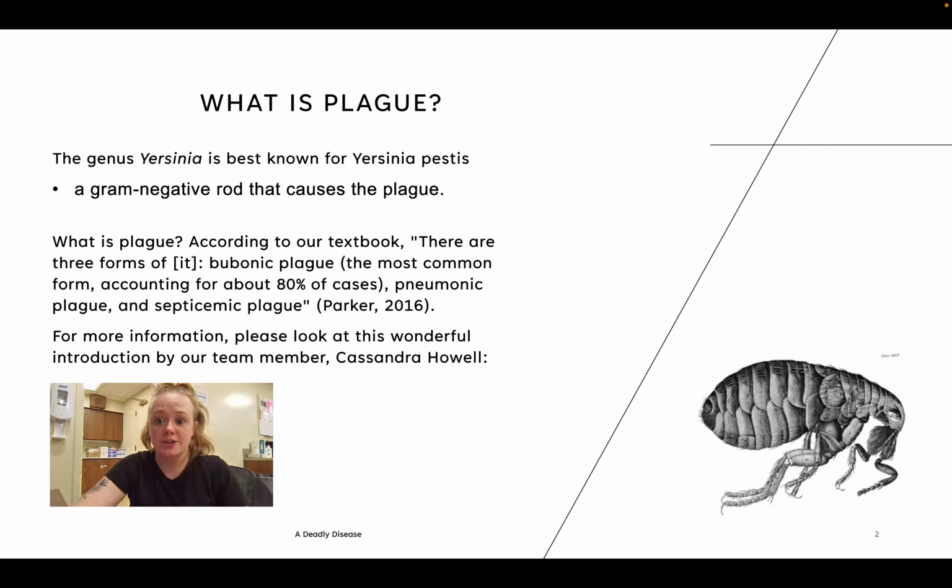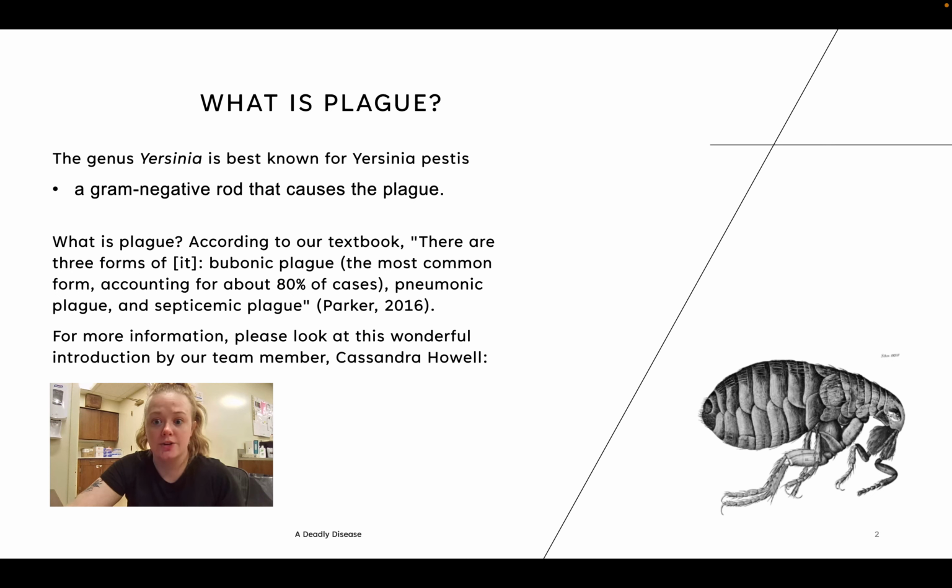Plague is a highly contagious zoonotic disease, which means it can be transmitted from animals to humans or from person to person. There are three main forms of the plague, which are differentiated by how the bacterium is transferred and where the initial site of infection occurs.